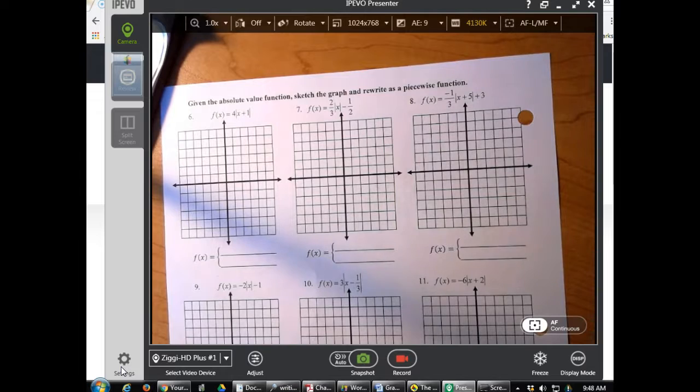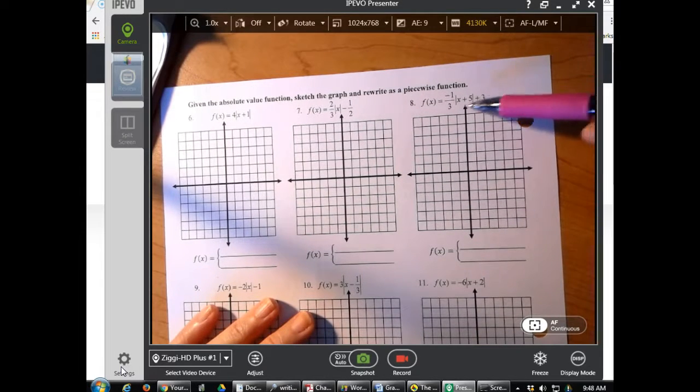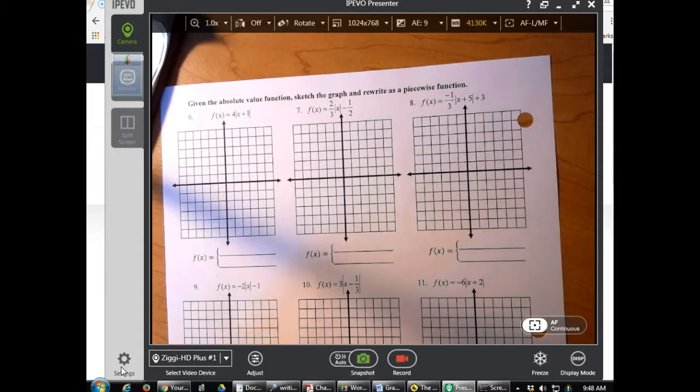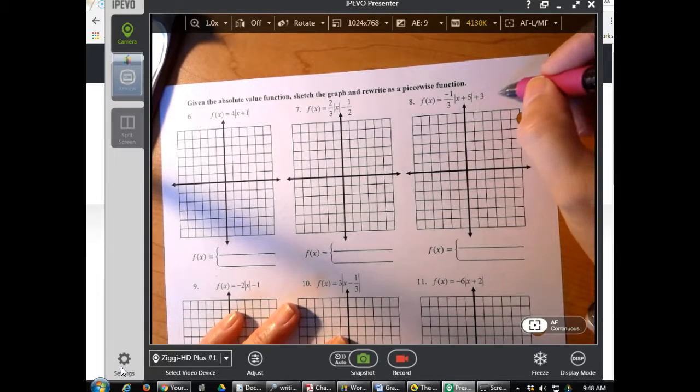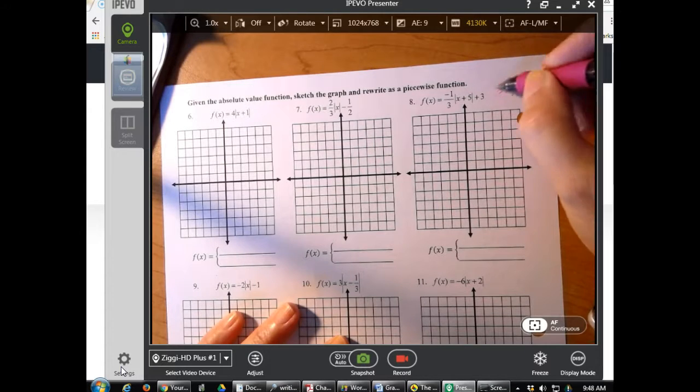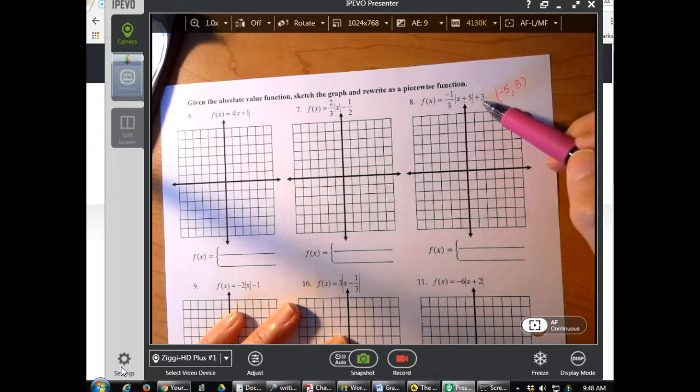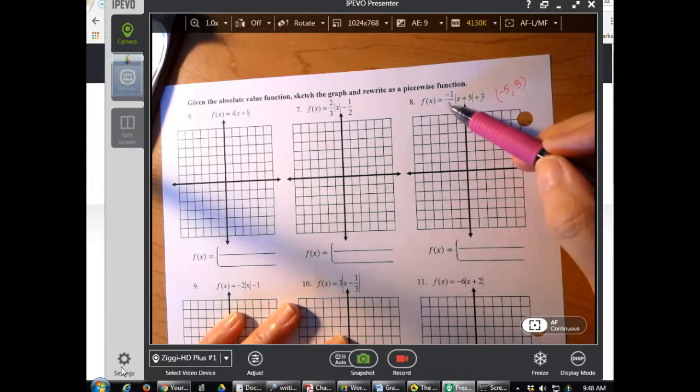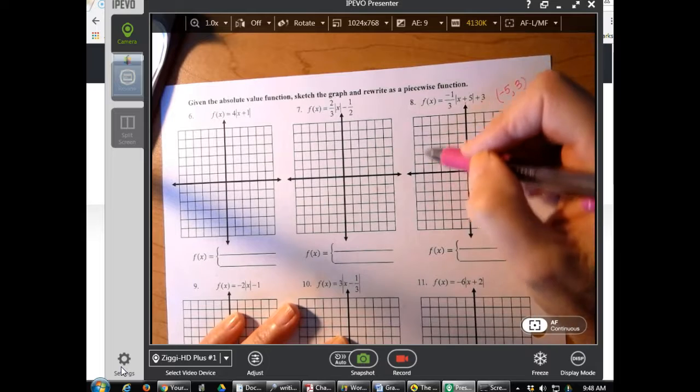I said I'd do number 8 with you because it doesn't easily graph to find the y-intercept. So graphing the function itself is not bad, but to split it into 2 lines is a little bit harder. So this is going to have a translation point of -5, 3. And it's going to open down with a slope of negative 1/3. So let's just go and put that in place.